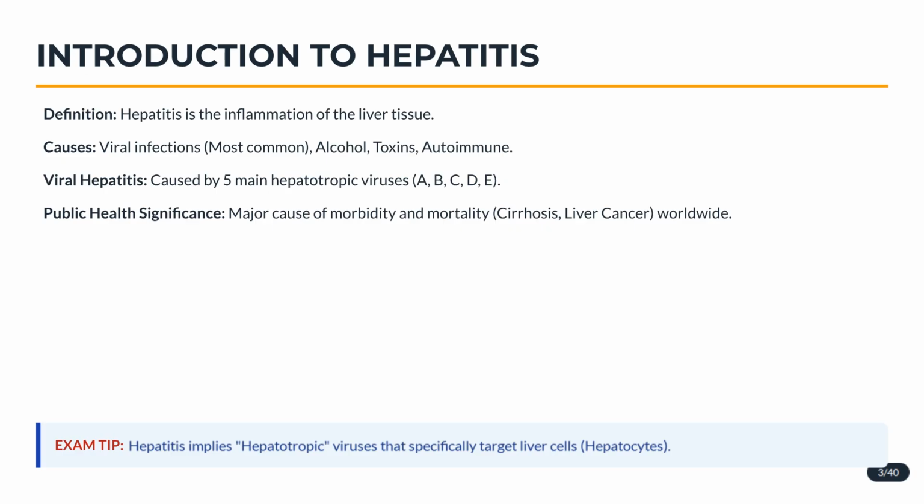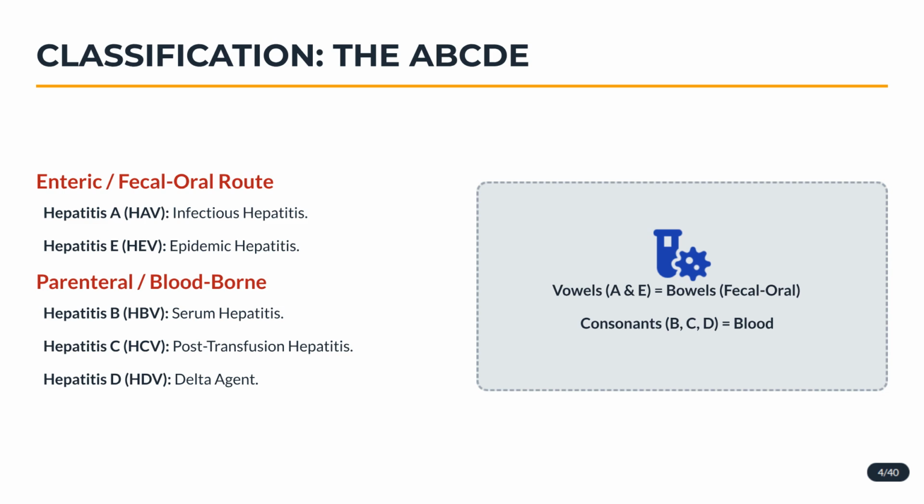Viral hepatitis is classified based on its transmission route. The vowels A and E are transmitted via the fecal-oral or enteric route. The consonants B, C, and D are transmitted parenterally or via the blood-borne route.